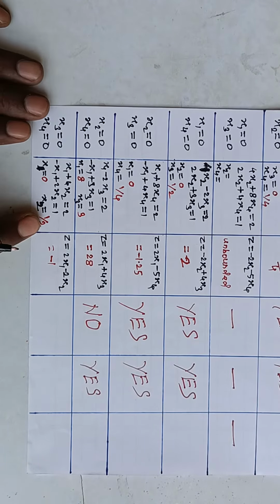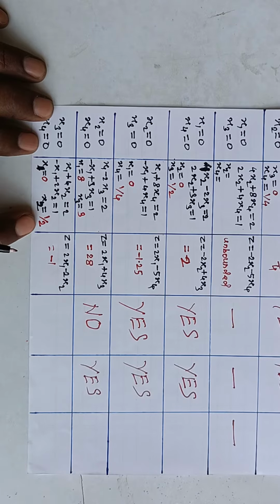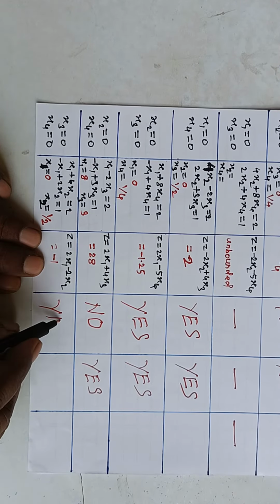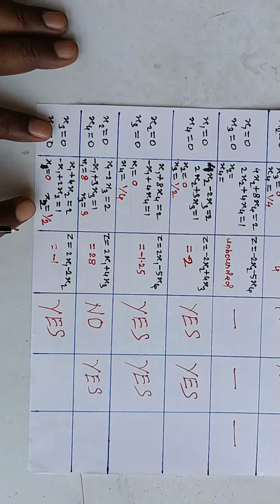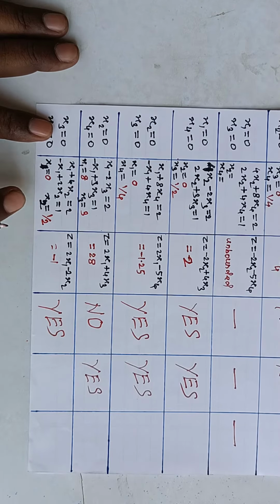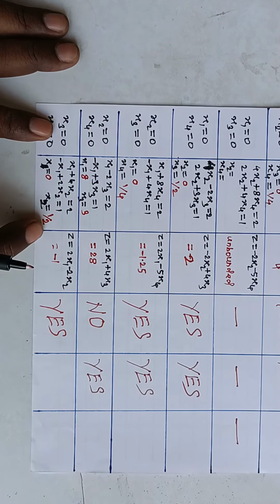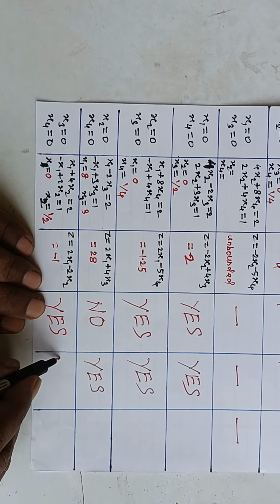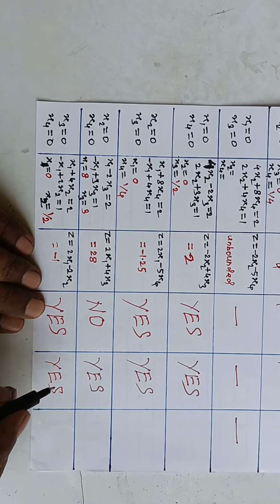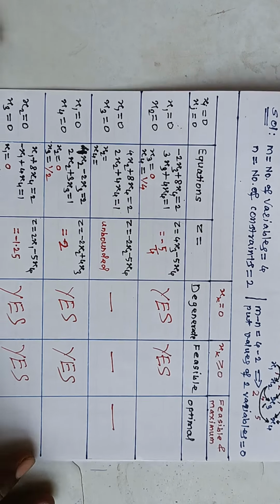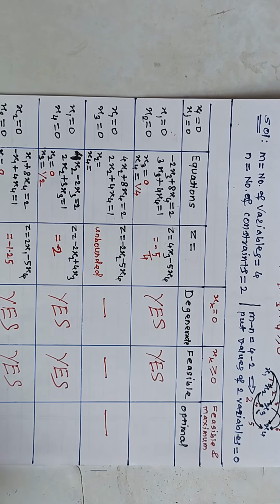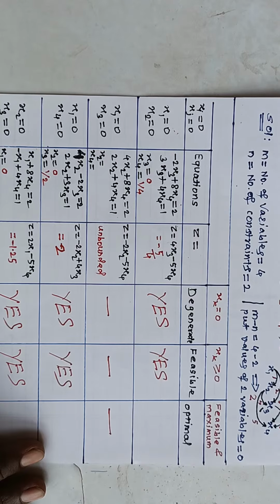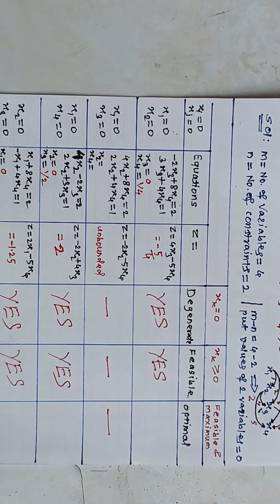Last step, here x1 is 0, x2 is half. x1 is 0, yes, it is a degenerate solution. x1 is 0, x2 is half, means both variables are having values greater than or equal to 0. So it is feasible. Here in this way all solutions are feasible.